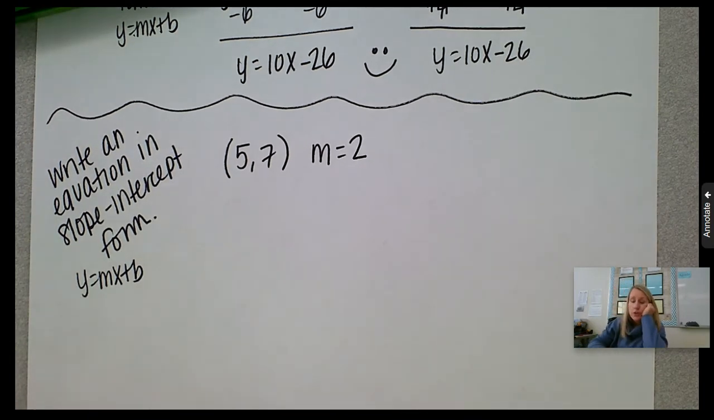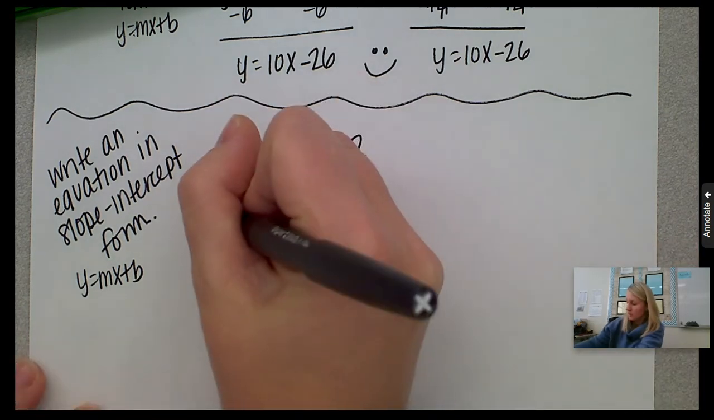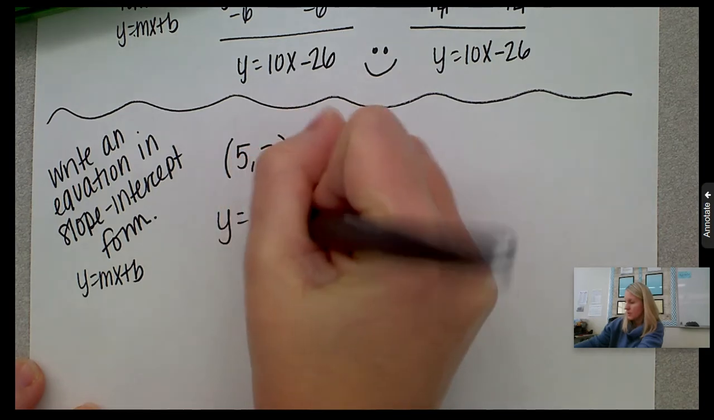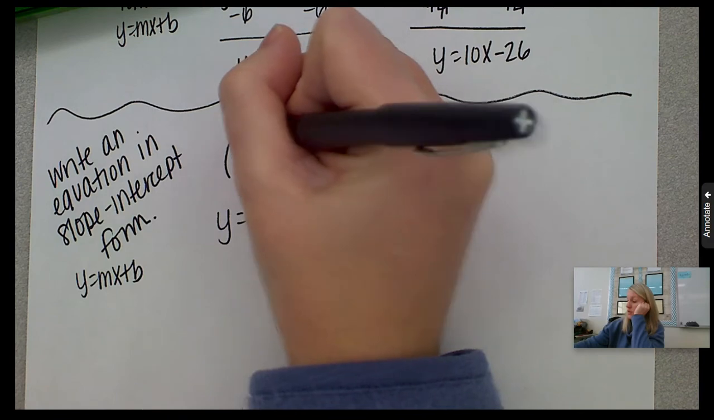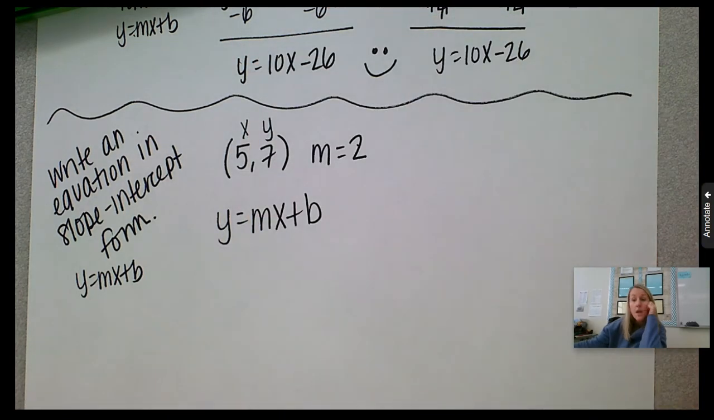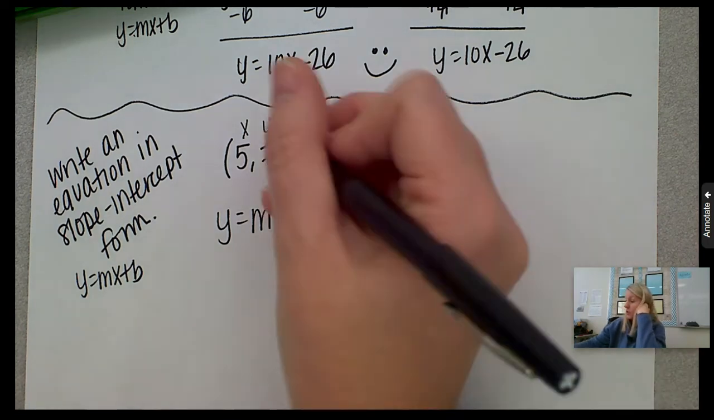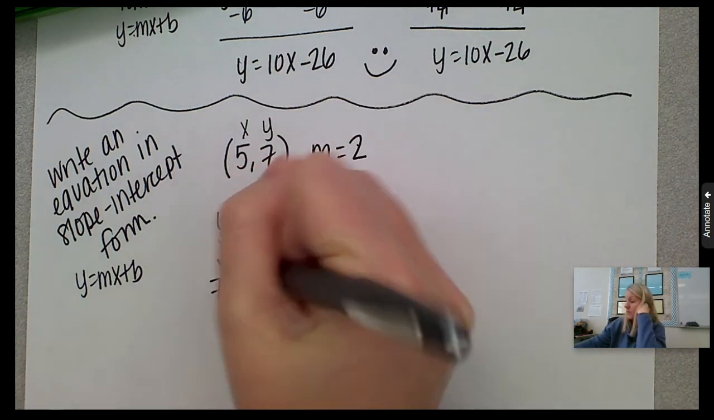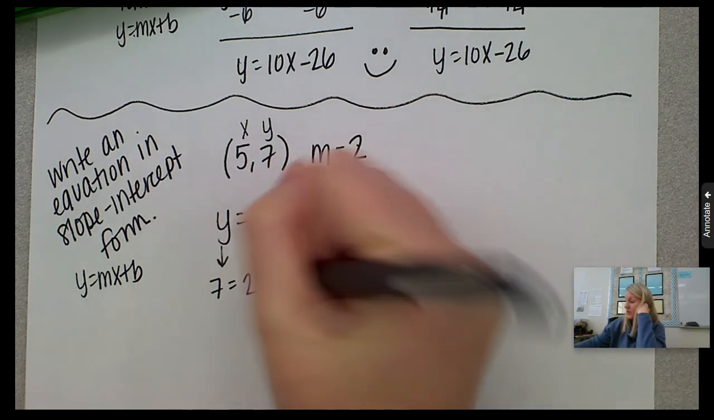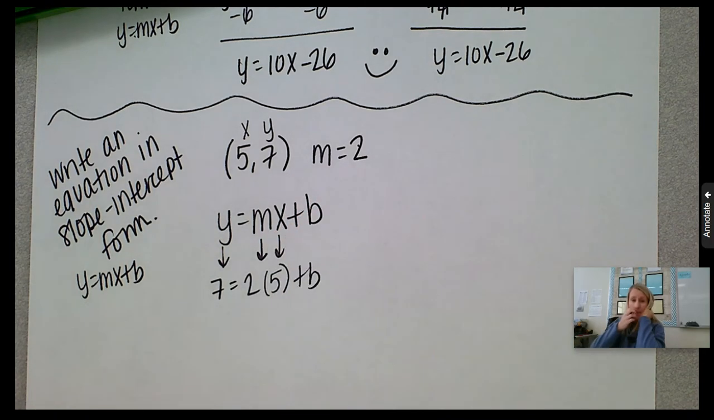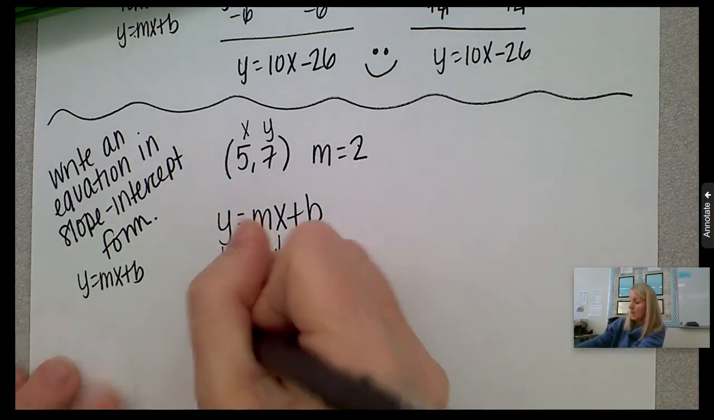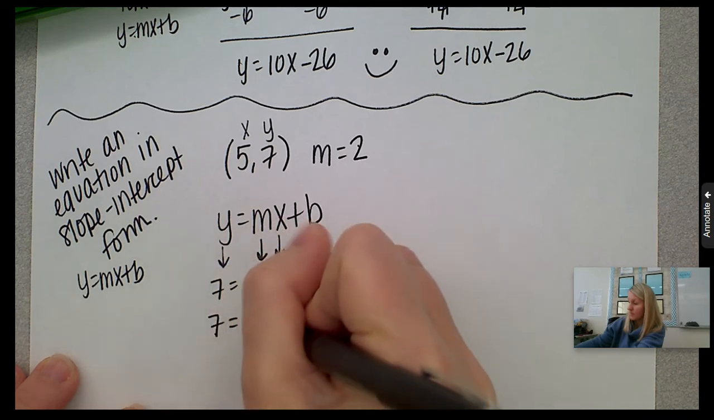So what I'm going to do, if you remember back from your previous life here, some of you probably did it this way. You said y equals mx plus b. You said this is x, this is y, this is m. And then you plug those into their variables, right? So y is 7, m is 2, x is 5. I don't know b. So then you could do 7 equals 10 plus b.